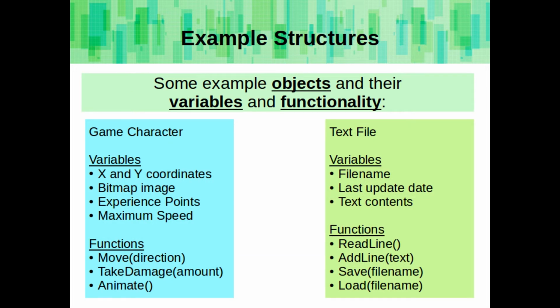Here are some example objects and their variables and functionality. So for a video game character, they'd have XY coordinates on the screen, a bitmap image, maybe experience points, or a maximum speed. Some of the functions might be to move in some direction, to take some amount of damage, or even just to animate the sprite. For a text file, you might have a file name, last update date, and its text contents. And for functions for a text file, you might have something like read a line of the file, add a line to the file, save and load.